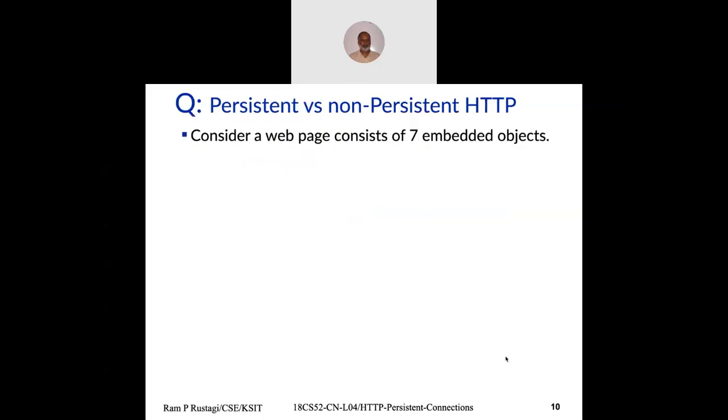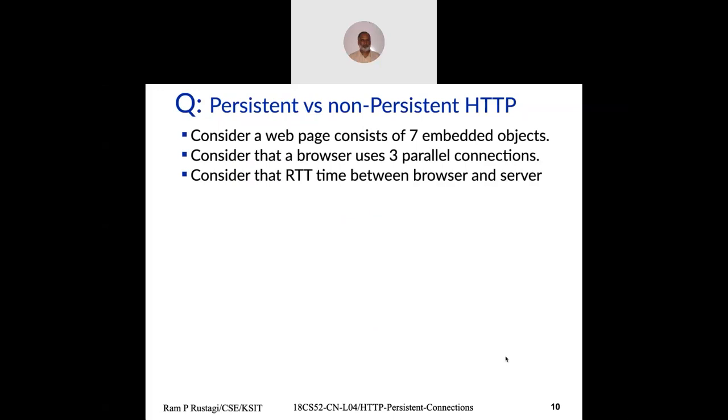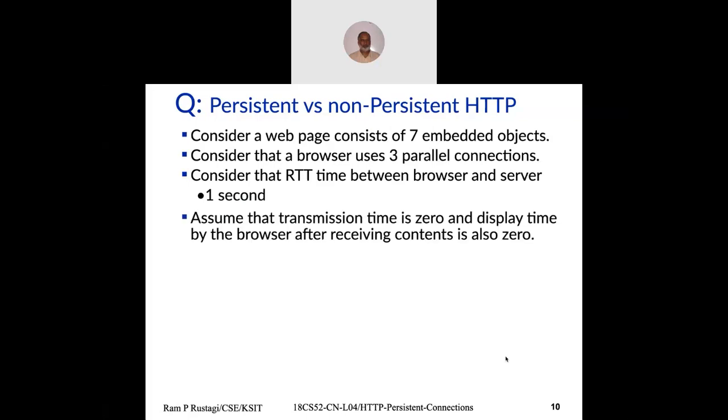So let's look at the following case. Consider a web page that has 7 embedded objects. I just took a hypothetical case, and consider that the browser uses 3 parallel connections. The round trip time between the browser and the server, when you make a request and get the response over TCP, is 1 second. We assume the content is small, so there is no transmission time, and the browser is very fast in displaying it, so there is no time taken to display the content.